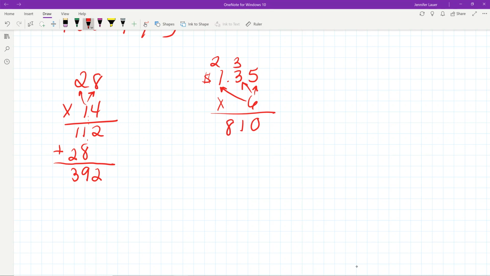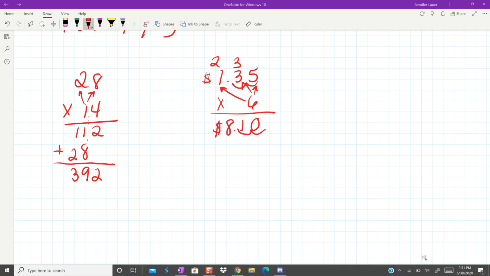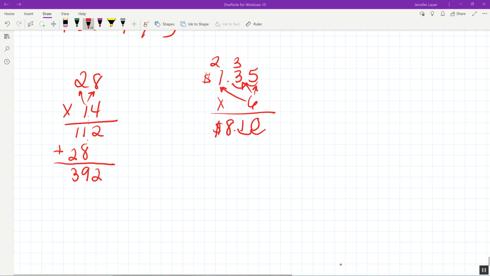Now what I'm going to do is I have 2 decimal places, so I'm going to move this over, and it's going to be $8.10. Okay, let's try one more for grins and giggles here. 35 cents times 24. 4 times 5 is 20, and of course we know that by saying 5, 10, 15, 20.